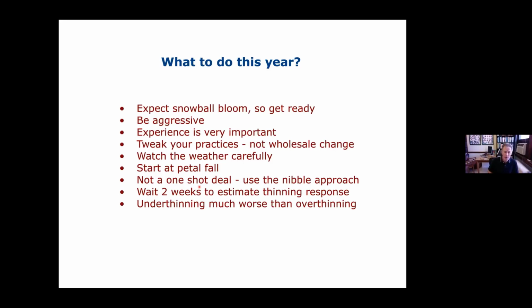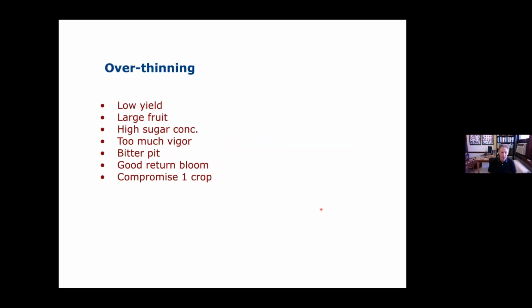If you go in after a week, it may well be that you got it just right, but you just can't see it yet. Then you apply some more, and you're going to overthin. But I would say that underthinning is much worse than overthinning. Growers tend to get very concerned, and I understand it, with overthinning their crop. But underthinning is actually a bigger risk, I think. So let's look at that a little bit. Let's look at what some of the effects might be.